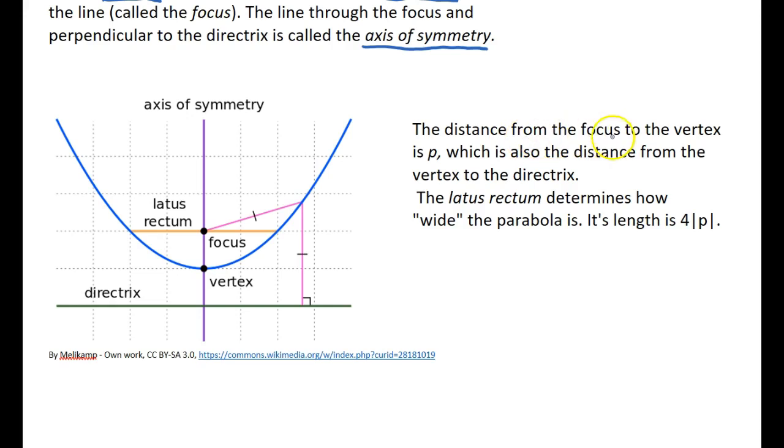The distance from the focus to the vertex is p, and the vertex is exactly in the middle of the focus and the directrix, so that distance right there is also p. Now this segment right here is called a latus rectum, and it determines how wide the parabola is. Its length is always 4p. Okay, so here's our axis of symmetry. It's going right through the vertex, and it splits the parabola into two equal halves.